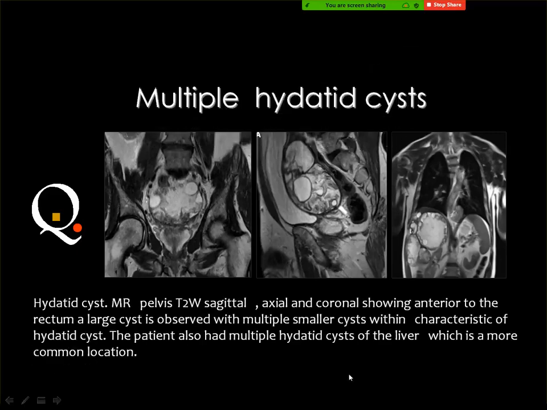Yes, and these are hydatid cysts in the pelvis and in the liver. You got two hydatid cysts in the liver with classic appearance, and the big one in the pelvis as well.